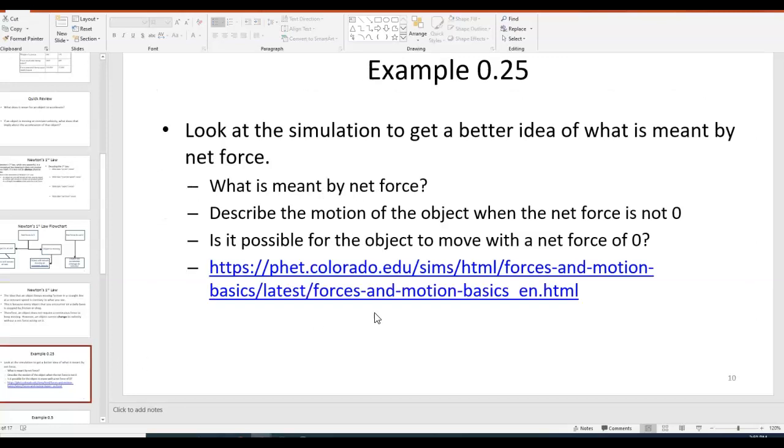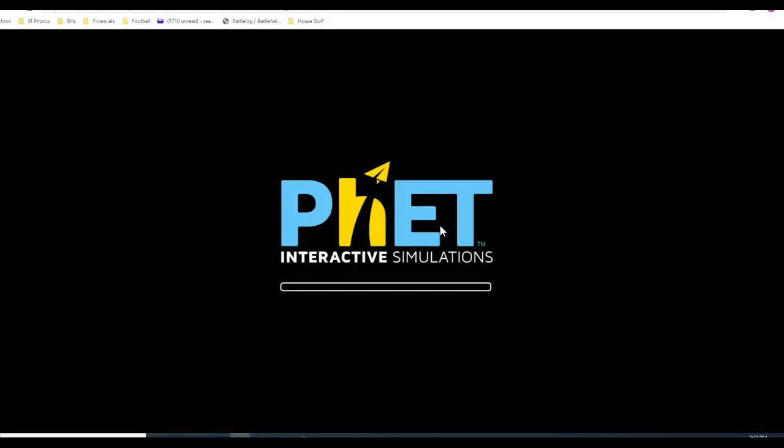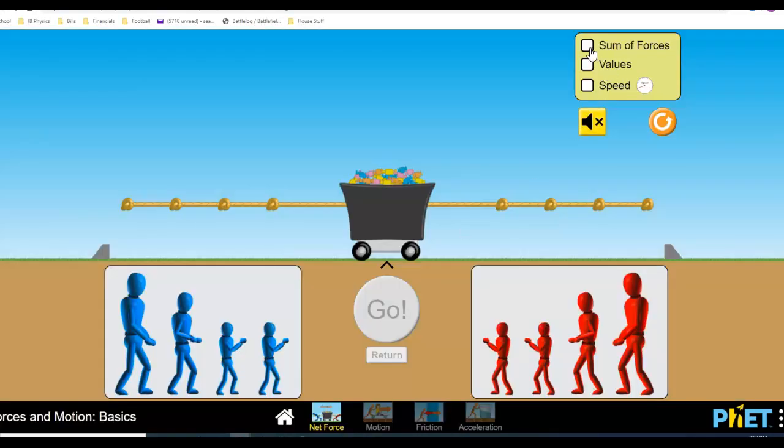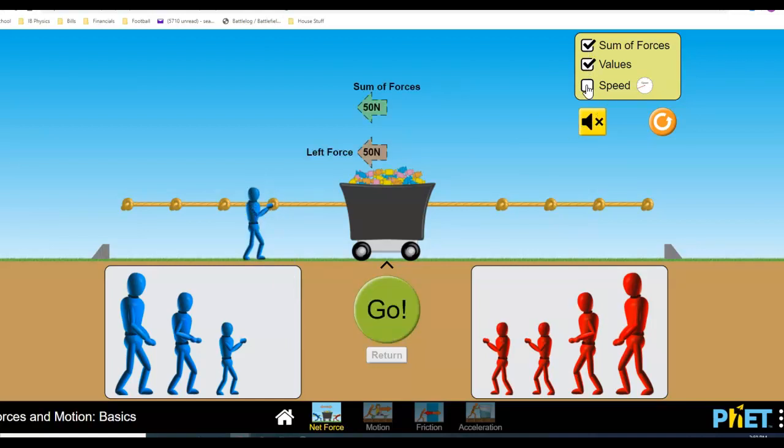So, let's take a look at some examples. I want to show you a simulation really quickly. It's really important that you understand what is meant by net force. We talked about the concept of force before. Force is a push or pull. Net force is basically the total force, or the sum of forces, acting on an object.